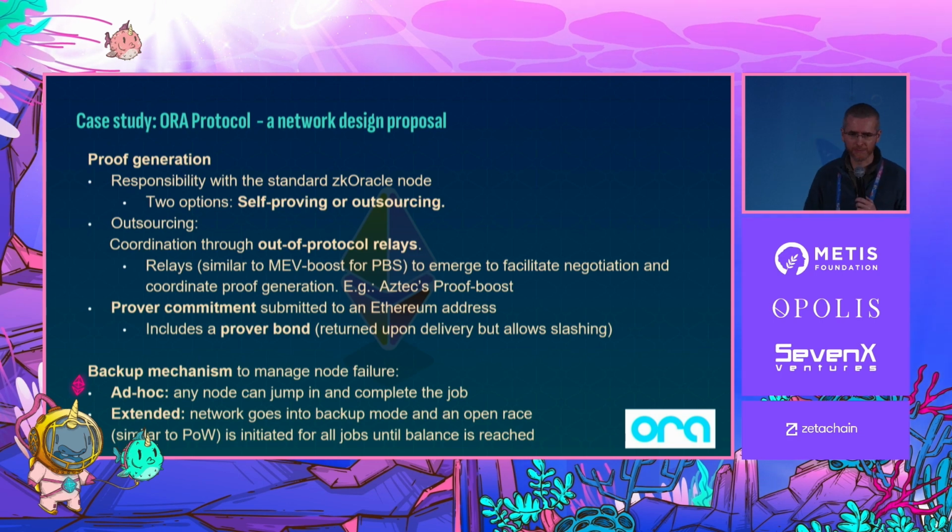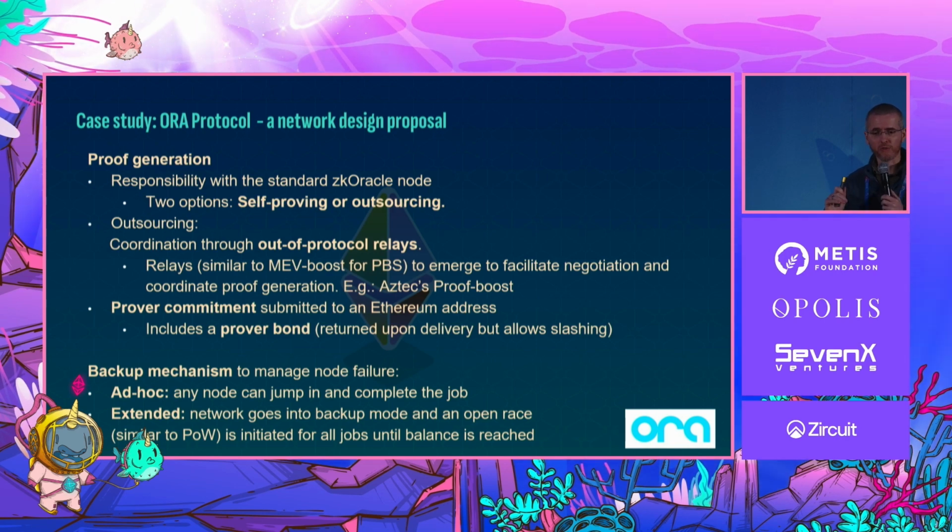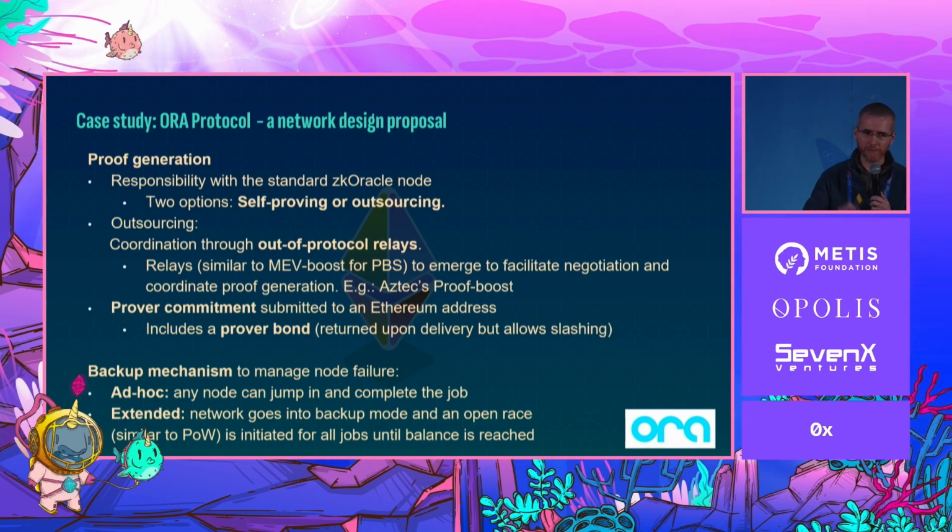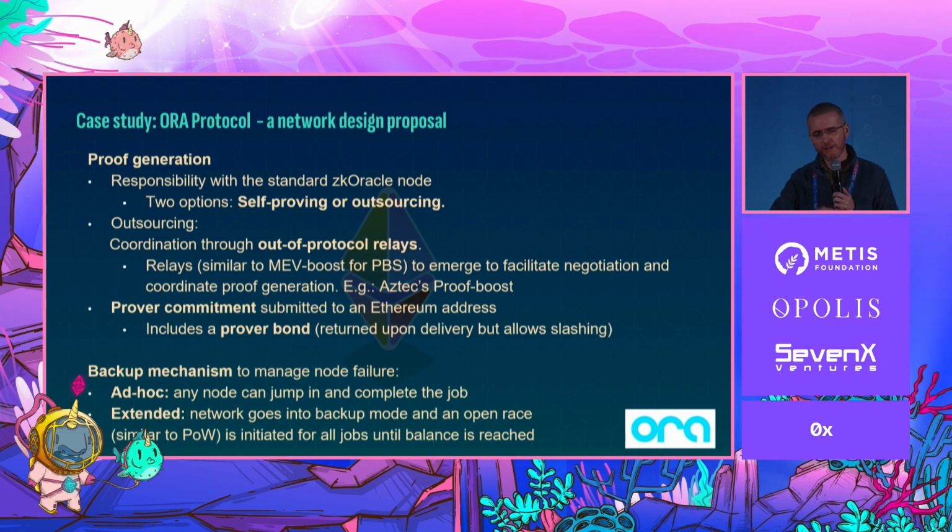Related to proof generation, ZK Oracle nodes, like standard nodes, are responsible for generating the proofs. They could have two options. If vertically integrated, they could do self-proving. I think that could even be the default option.